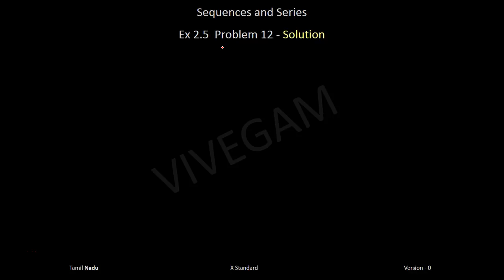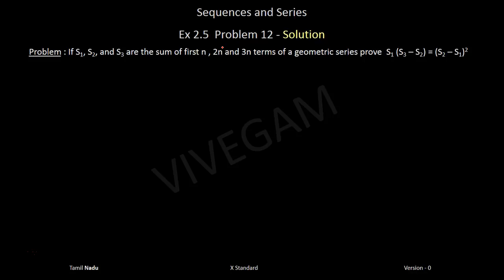Exercise 2.5, problem 12, solution. If S1, S2 and S3 are the sum of first n, 2n and 3n terms of the geometric series, prove S1 into S3 minus S2 equal to S2 minus S1 the whole square. It's a little complicated problem, so we will go straight away into solution.